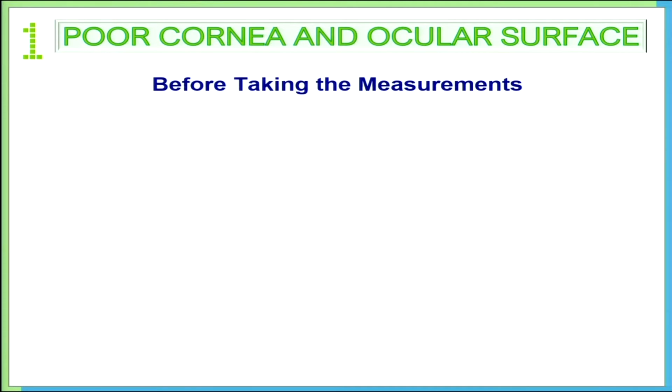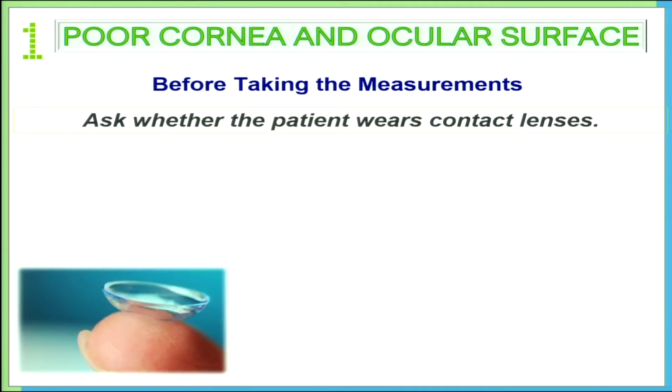So here's situation 1, where we have poor cornea and poor ocular surface. Before taking measurements, be very sure that the patient removes the contact lens. Very simple tip, but it's really important. Soft contact lens at least 3 days prior, toric a week prior, and RGP a month prior to the measurement.